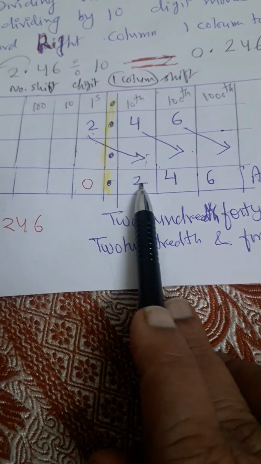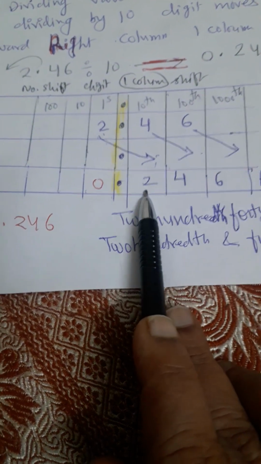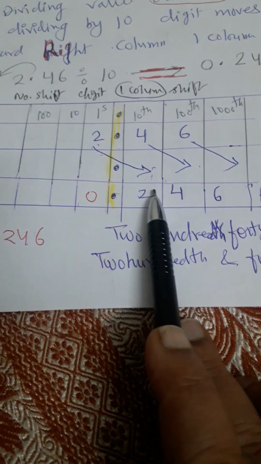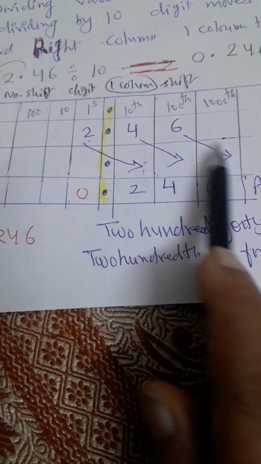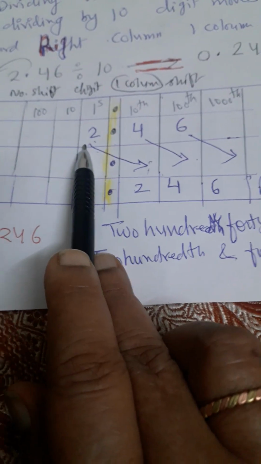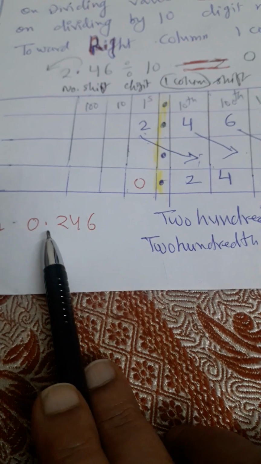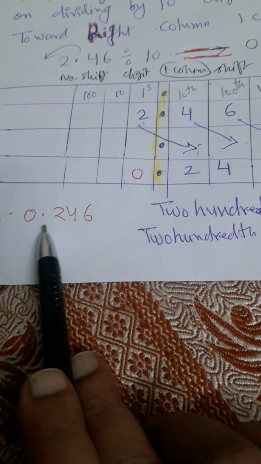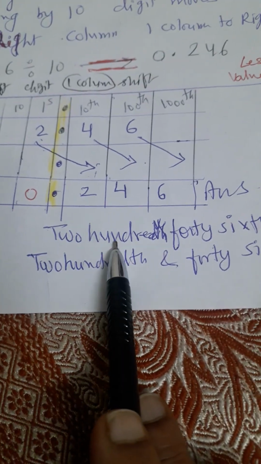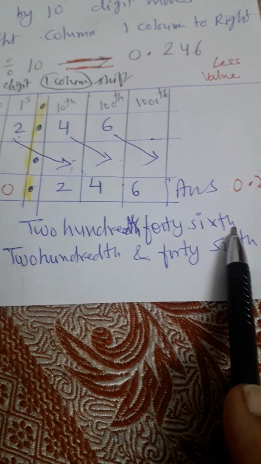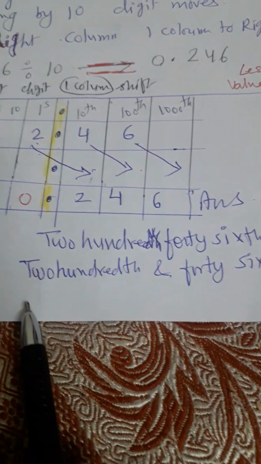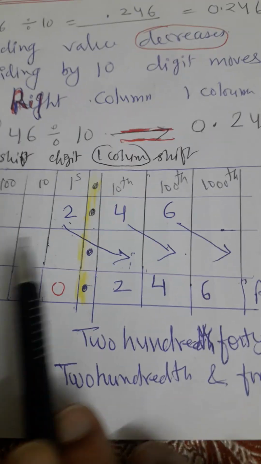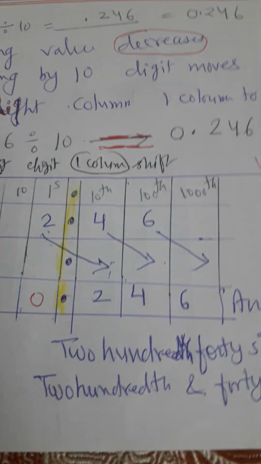Because 2 is bigger than this 2 tenth. So that is why when we divide any number, the value will be reduced. By how much does it reduce? The 2 is converted into 2 tenths now. There is nothing in the ones place because it shifted to this column, so it is 0. We will write 0.246. It is now 246 thousandths. Clear to you? So the value is reduced. When we divide any number, the value is reduced.